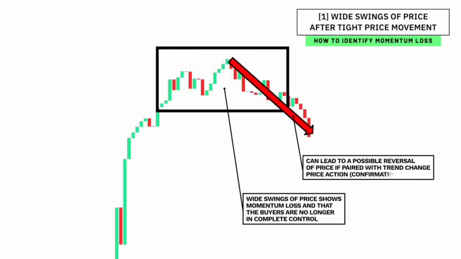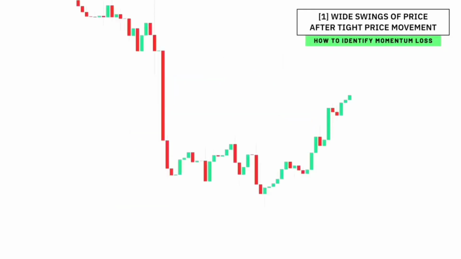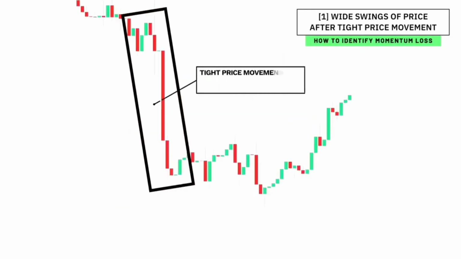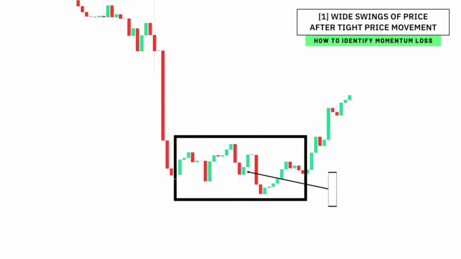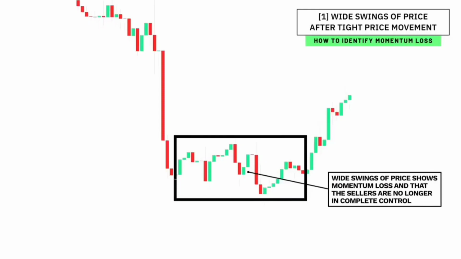If paired with trend change price action, again in the downtrend, here is tight price movement, which means the sellers are in full control. When wide swings occur, it shows a momentum loss and that the sellers are no longer in complete control, and it can lead to a possible reversal of price, if paired with trend change price action.